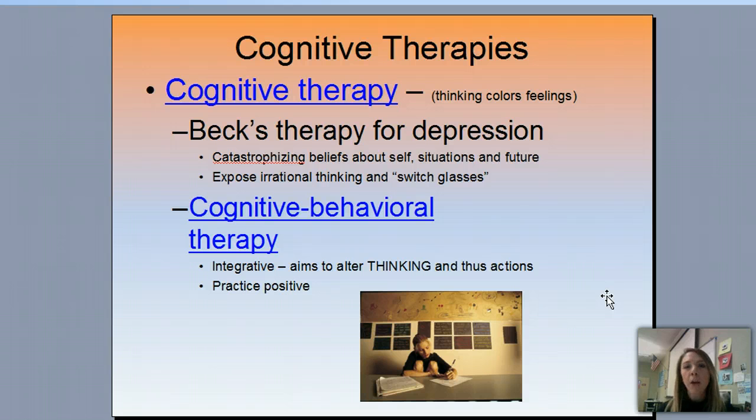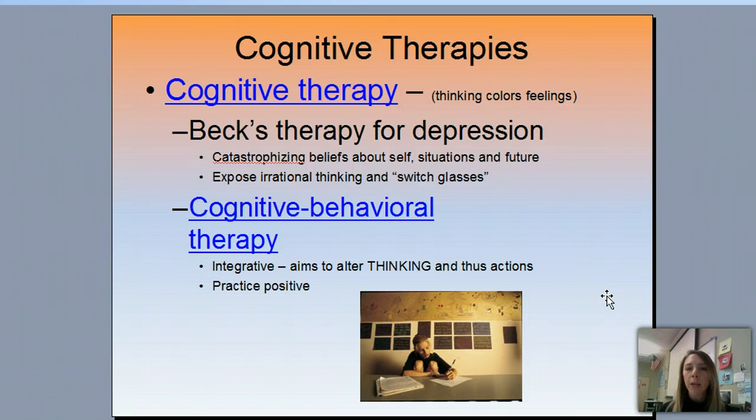So Beck tried this. His aim was to take these catastrophic beliefs we have about ourselves and the situations in our future and kind of our life, and change the glasses that we view them through. So meaning that if I view my life through these dark glasses, I will probably feel that way about my life. And he wanted to take away or expose these irrational thinkings that we have.